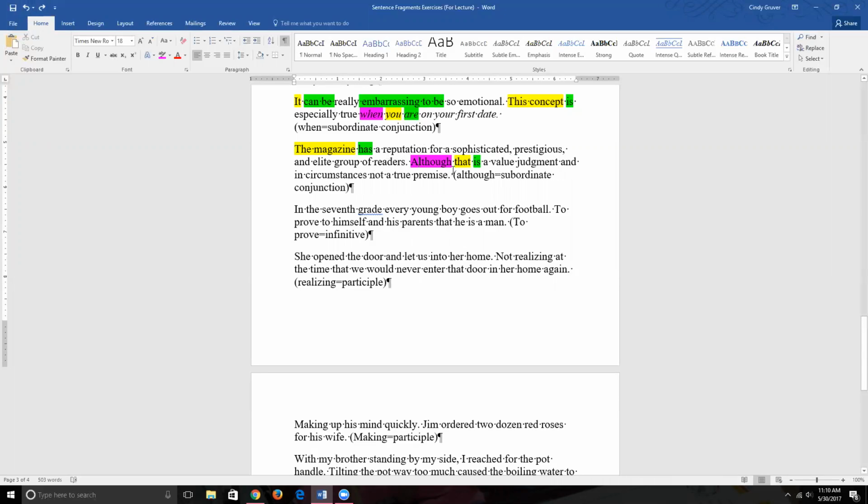Okay, let's change it up. We're going to remove the "although." Many times removing the subordinating conjunction and capitalizing the first word of the sentence makes the whole thing work. I'm just going to add "that perspective." That perspective is a value judgment and in circumstances not a true premise. Let's read the two together. The magazine has a reputation for a sophisticated, prestigious, and elite group of readers. That perspective is a value judgment and in circumstances is not a true premise.